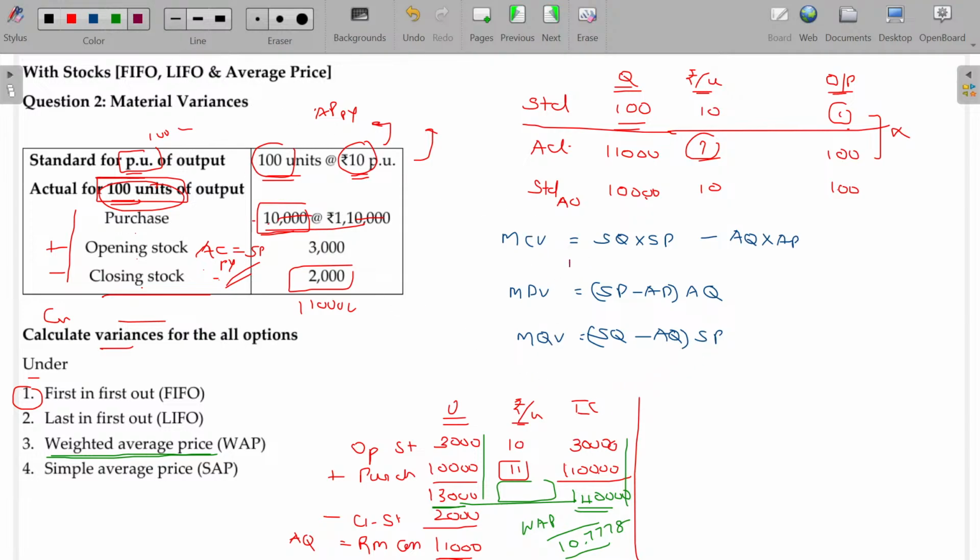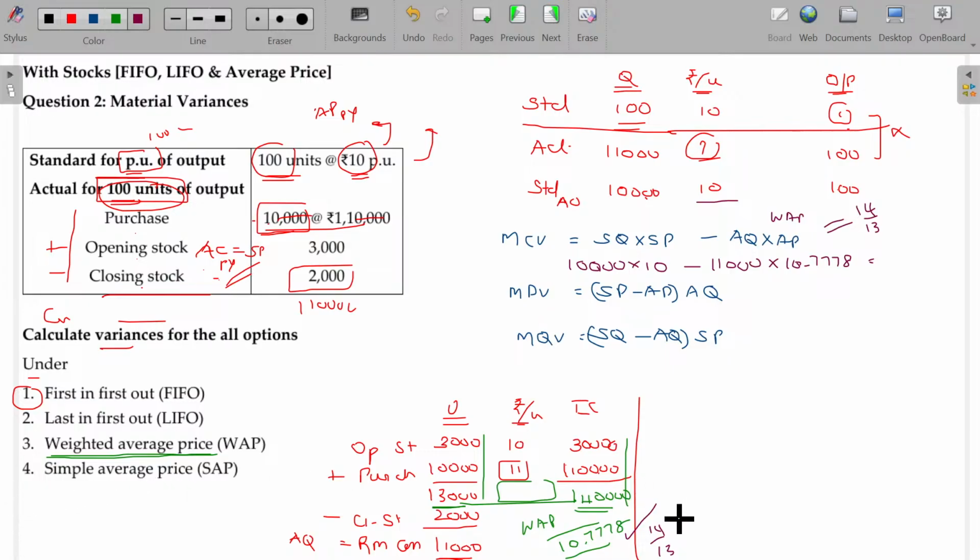Standard quantity 10,000 units, standard price being 10 rupees, or 1 lakh. Actual quantity 11,000 into actual weighted average price 10.7778. I take 4 digits to get the full value. Usually in my examination while studying this, I use the value 140 by 13, so that you will get a rounded number here. 1,40,000 divided by 13,000 is nothing but 140 by 13. That way also you can take, so that there will not be any trouble.